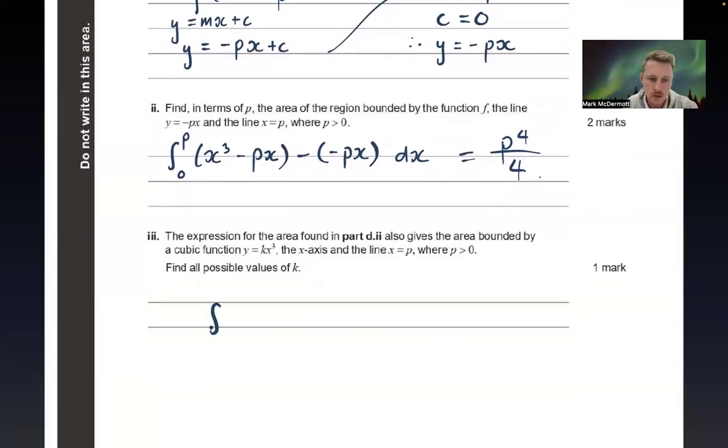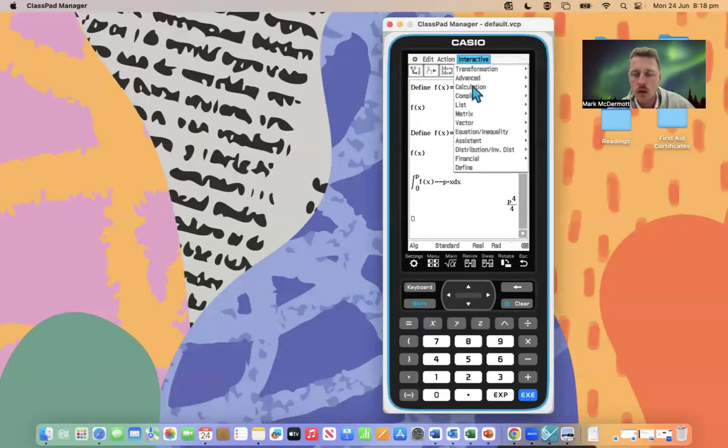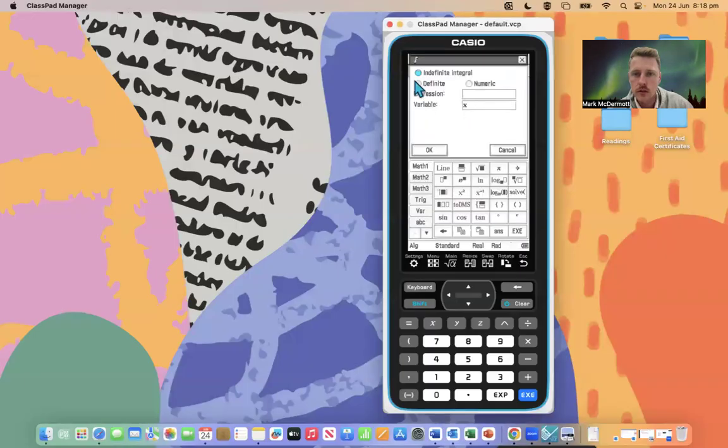Okay, so what it's saying is the integral from 0 to some point p of kx cubed dx is equal to that. It's equal to p to the 4 on 4. So if we solve that, we're going to go interactive calculation. Let's just get the integral sign. What are we doing between 0 and p? Expression k times x cubed.